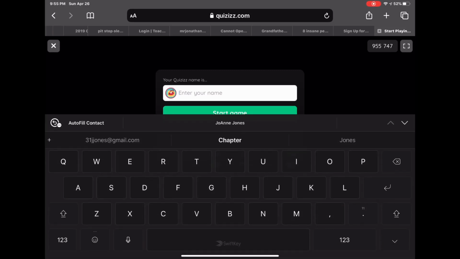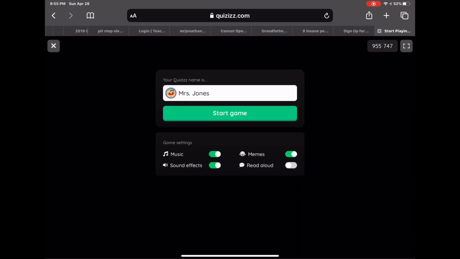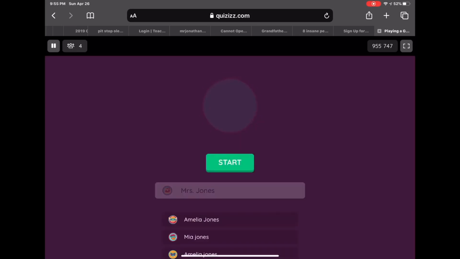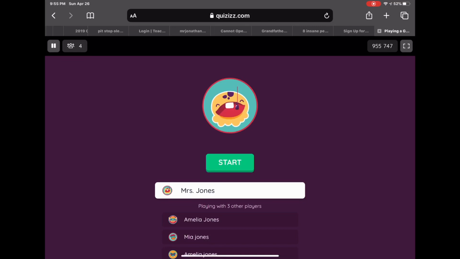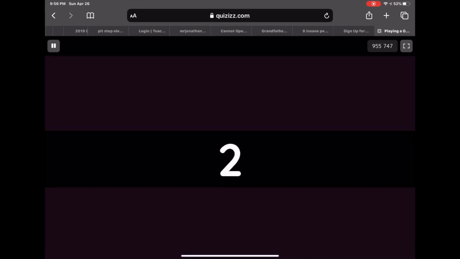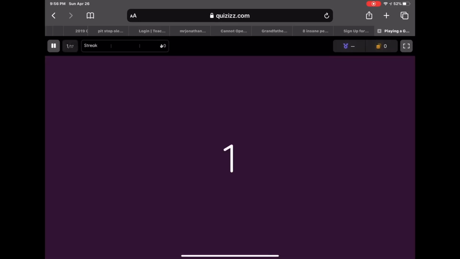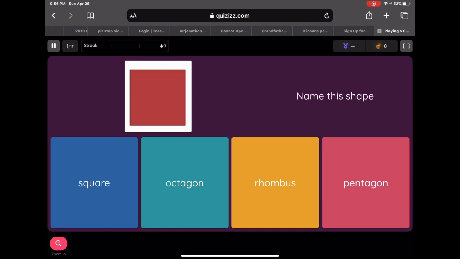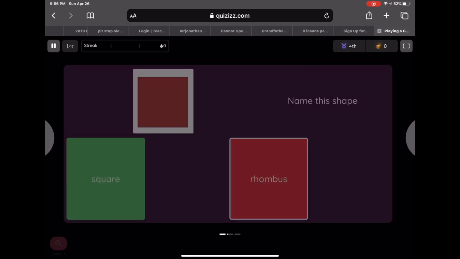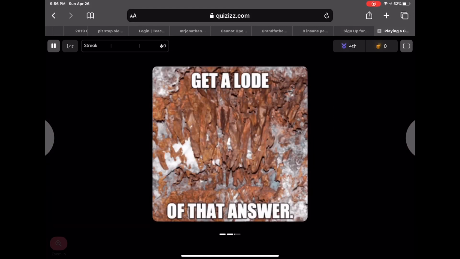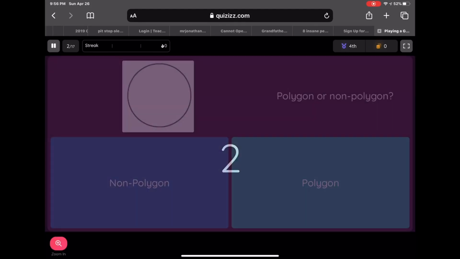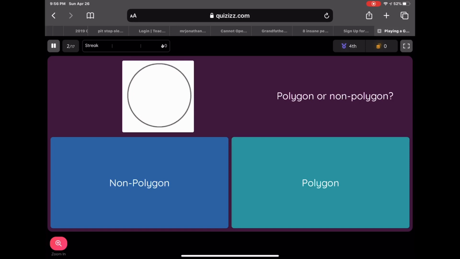Like I would put in here Mrs. Jones, and I would go start game. And you can see that my own daughter has played it a couple times because it was fun, and she wanted to beat her own score. So I would hit start, and it would count me down, and then all of a sudden I would begin, and it gives me questions. Oh, name this shape. Oh no, I get frantic and I put it wrong. No, it's not, and it's going to show me the correct answer. Each time it will also show me my score, and you can see I've got 0 points on that, and it will kick me to the next question.